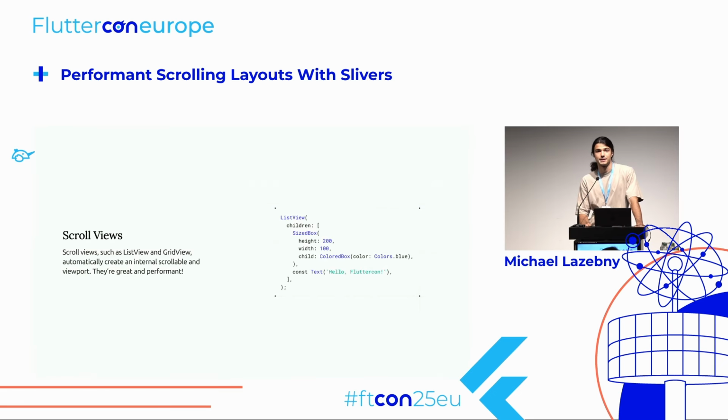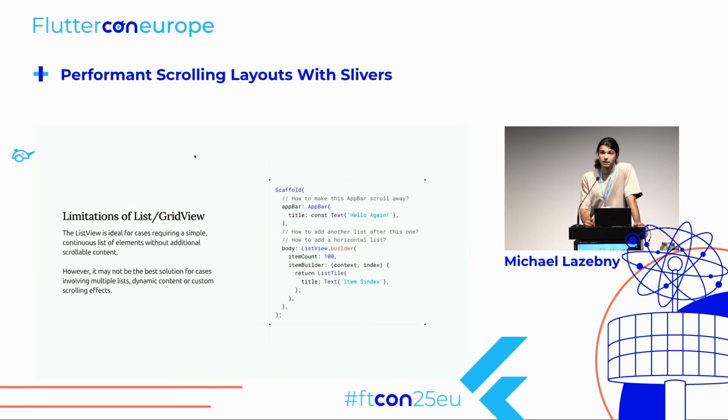The scroll views, like list view and grid view, actually use the viewport and scrollable under the hood. What you need to know about scroll views like list view and grid view is that they're performant by default. They're great. And they actually use the slivers, the viewport, and so on. And yeah, they're great for simple cases, like just a linear list or grid list without a collapsing bar, for example, or without some additional details. It is absolutely great.